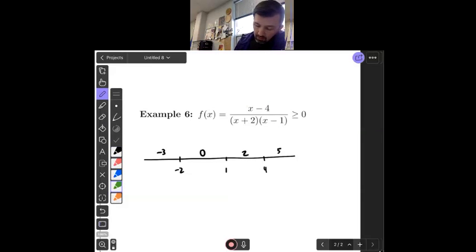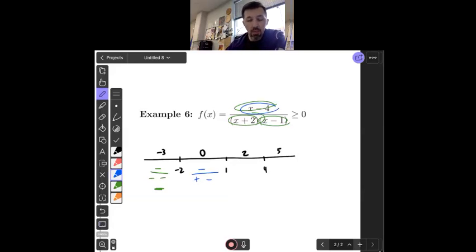So plugging in -3 into each of these. -3 minus 4 would be a negative number over -3 plus 2, which is a negative number, and -3 minus 1 is a negative number. So I have a negative divided by positive, which is a negative. Go back to the next one. Plugging in 0. 0 minus 4 is a negative over 0 plus 2, that's positive. 0 minus 1 is a negative. So I had negative divided by a negative, which is positive.